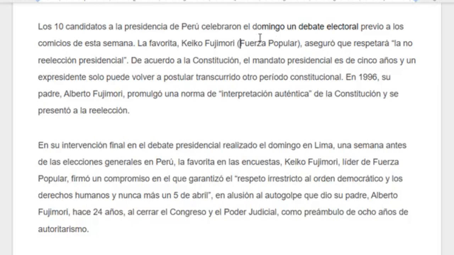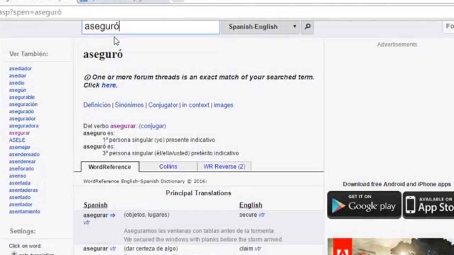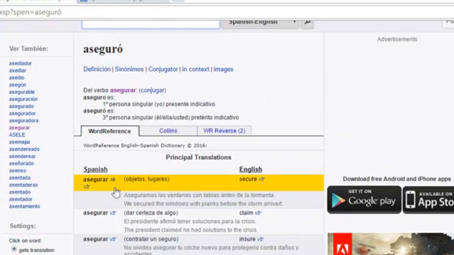So if this is your first article in the newspaper about politics, you wouldn't recognize that, but if you've read any before, and context would probably tell you right now, that's the name of her party. It's called Popular Force. So the favorite, Keiko Fujimori of Popular Force, aseguró, and I'm telling you right now, that means assured. Asegurar is the verb that means to assure, and the o with the accent is the preterite tense, the third person, because it's talking about Keiko Fujimori, she assured. If you didn't know that, you could copy aseguró and ask what that means. You go to the dictionary and it'll tell you right away that it comes from asegurar, okay?